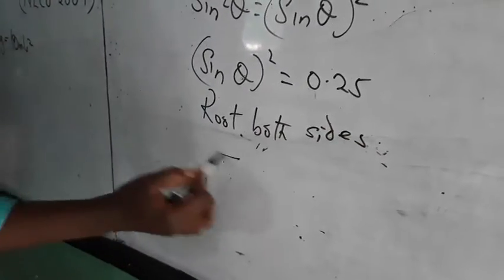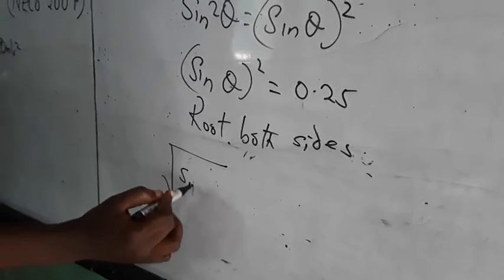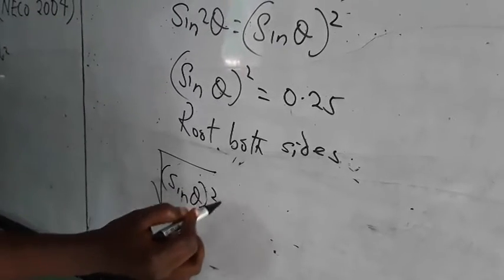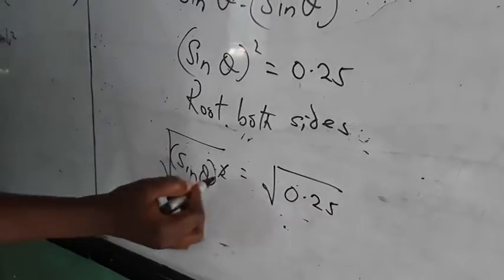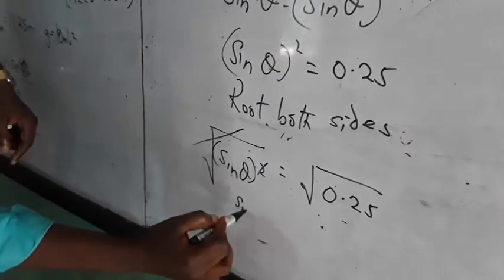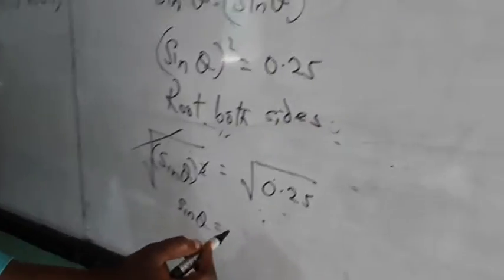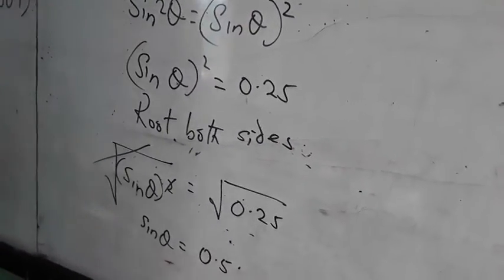So what do I have? I have that sine squared theta equals the square root of 0.25, and I have it cut out. So sine theta will now be equal to what? The square root of this is 0.5.